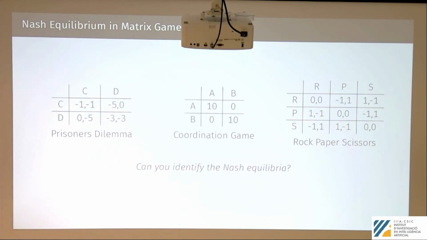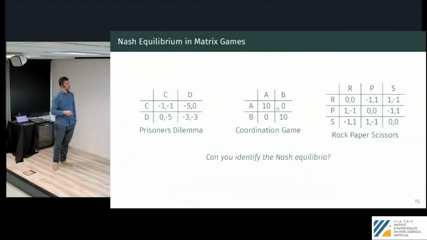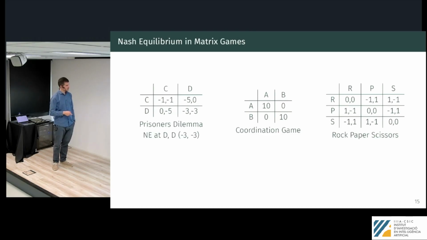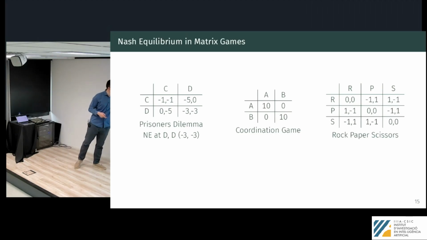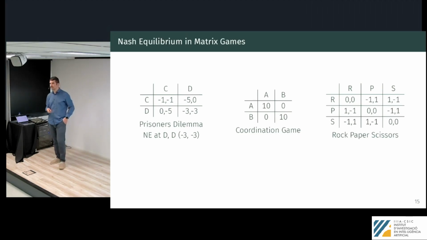Okay, let's look at the second one, which is the coordination game. Coordination game is a common reward game. That's why there's only one number in each cell. And it means, for example, if both agents pick action A, then they both get a reward of 10. What is the Nash equilibrium here? By the way, here the Nash equilibrium for the prisoner's dilemma is at DD. What's the Nash equilibrium for the coordination game? Any ideas?